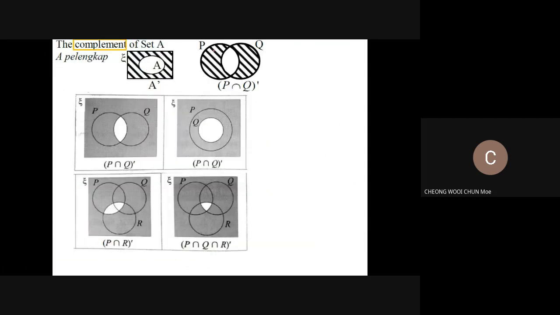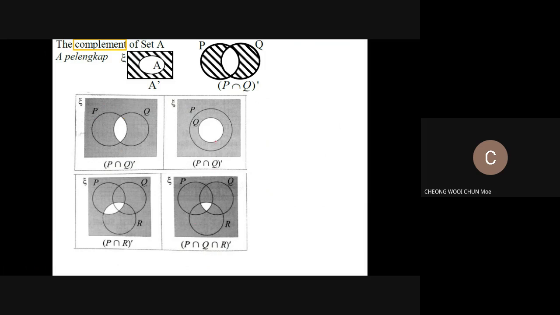Then the complement of set A. So this is set A. Complement is outside. So for the complement of P intersect Q, we look at inside the bracket first. P intersect Q is inside here. Complement is outside of this one. This one is without the big box; this one is with the big box. P intersect Q first: P intersect Q is inside here, so the complement is outside.